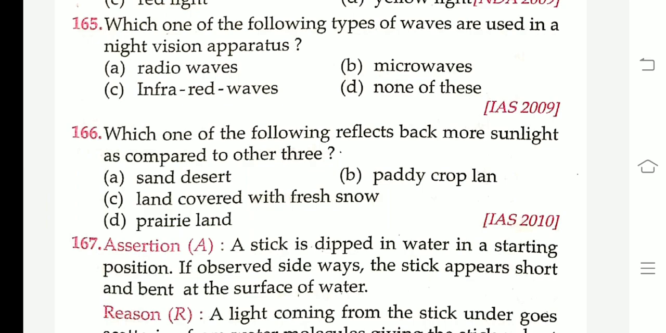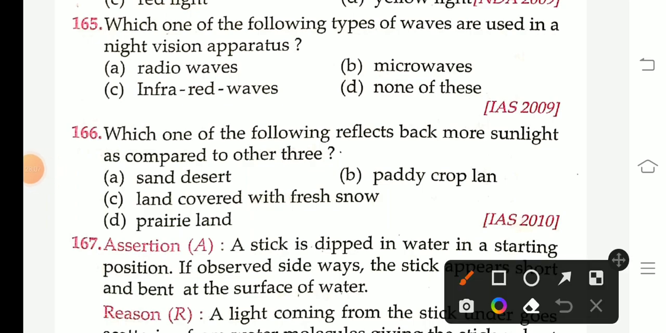Next, which of the following types of waves are used in a night vision apparatus? Right answer will be option C. Infrared waves. Next, which one of the following reflects back more sunlight as compared to other three? Right answer will be option C. Land covered with fresh snow.